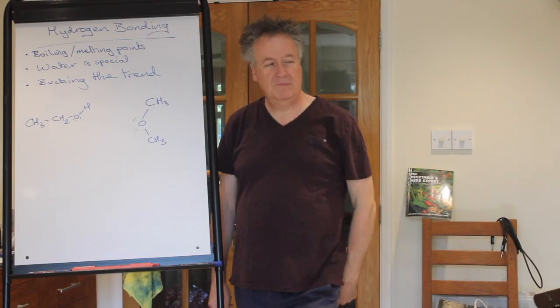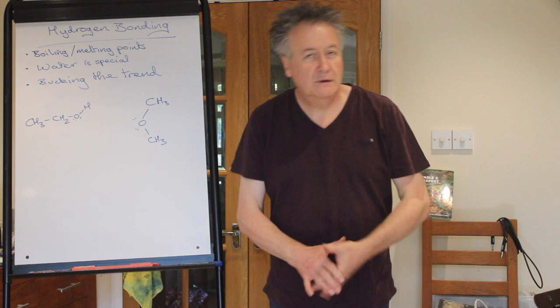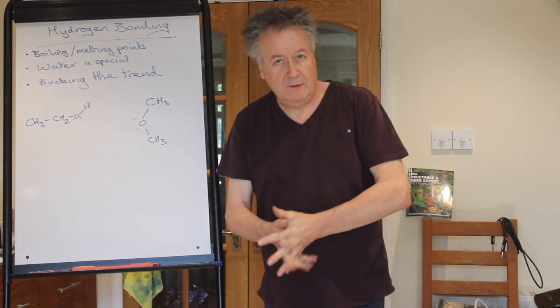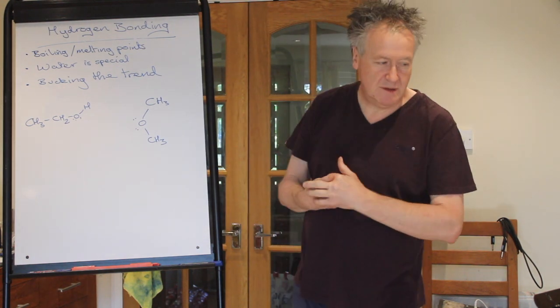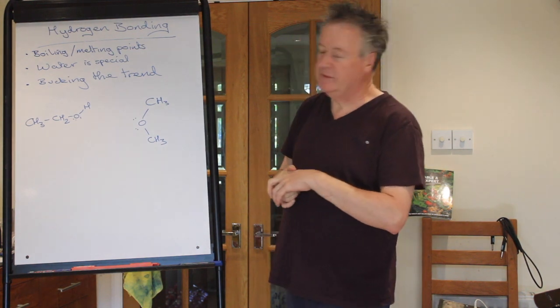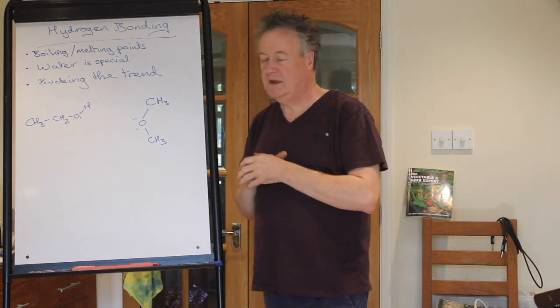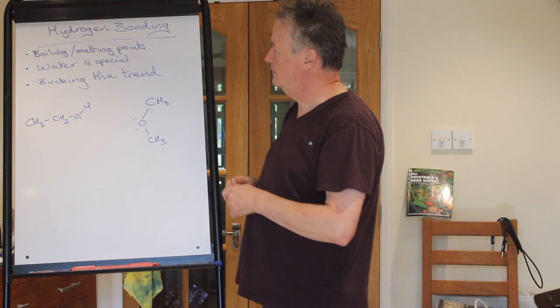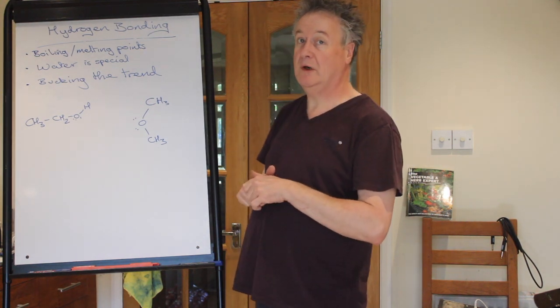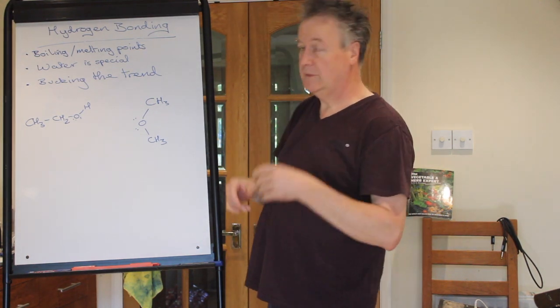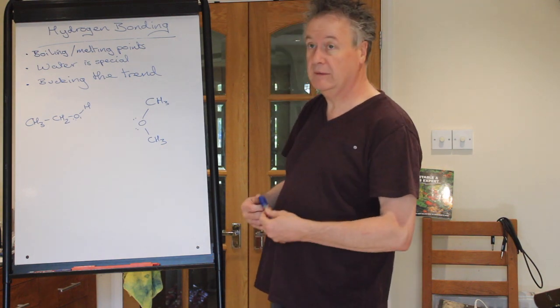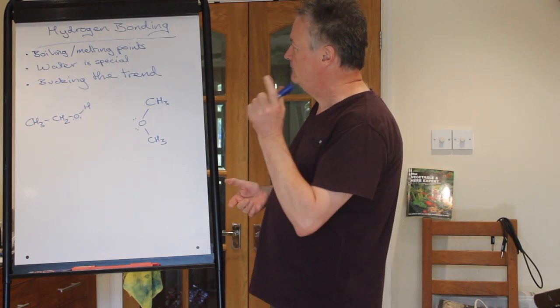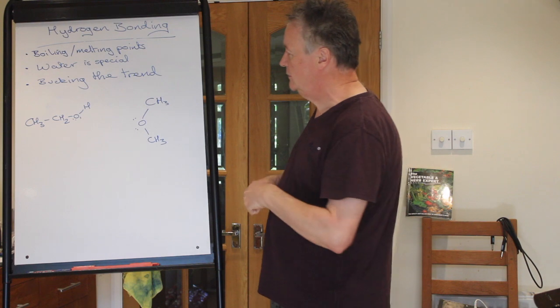I'm back. So you've dealt with question one, fairly straightforward questions. Now I'm going to do some explanations to do with hydrogen bonding. Three classic things up there. Boiling and melting points, quite a common question. Explain why melting point is high compared to what it should be. Melting point, boiling point, same explanation.